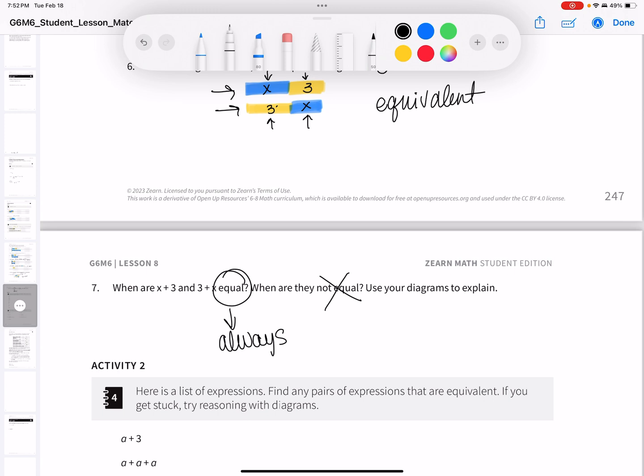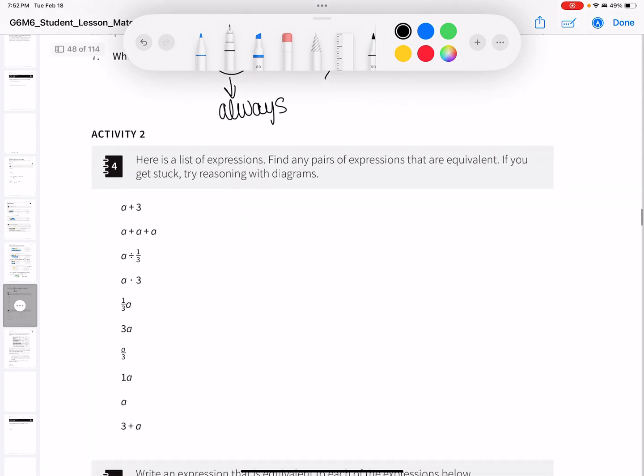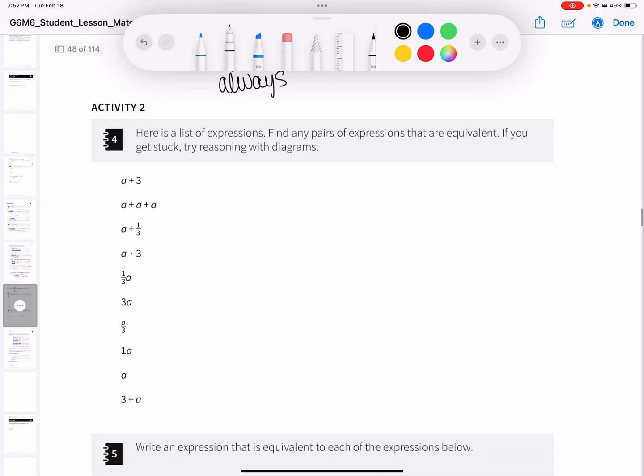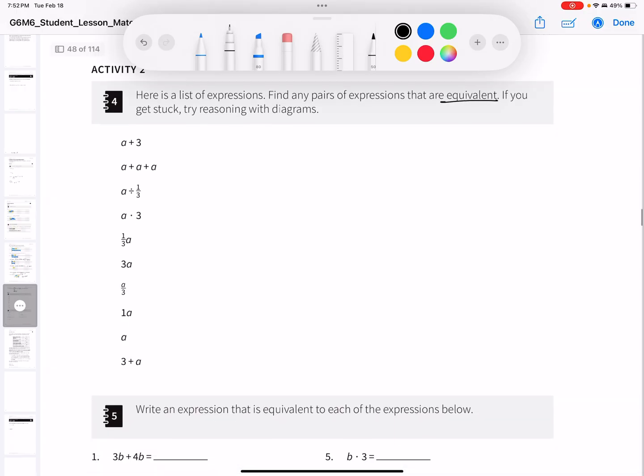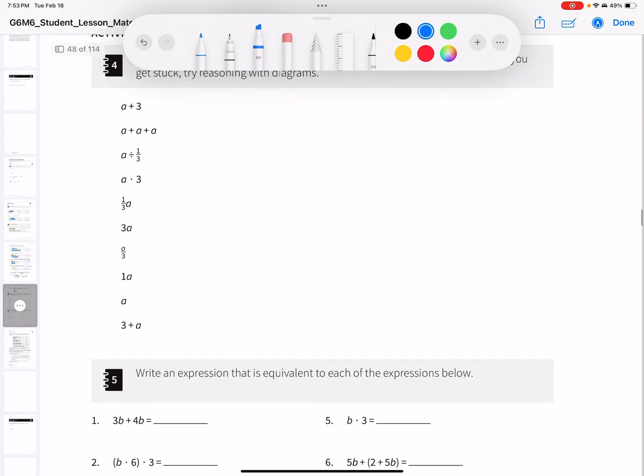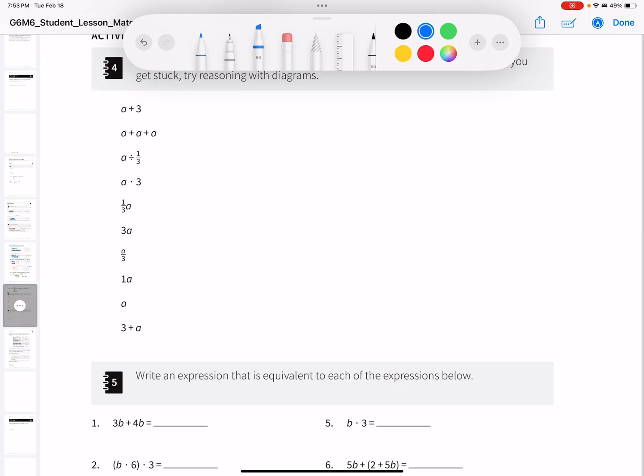So we are going to look at a list of expressions. Find any pairs of expressions that are equivalent. If you get stuck, try reasoning with diagrams. All right, so we have a plus 3. So I'm going to go through here. A plus 3 and 3 plus a are the same things, right? If a is 4, 4 plus 3 is 7. If a is 4, 3 plus 4 is 7. Doesn't matter in which order they go. So those two are equivalent.